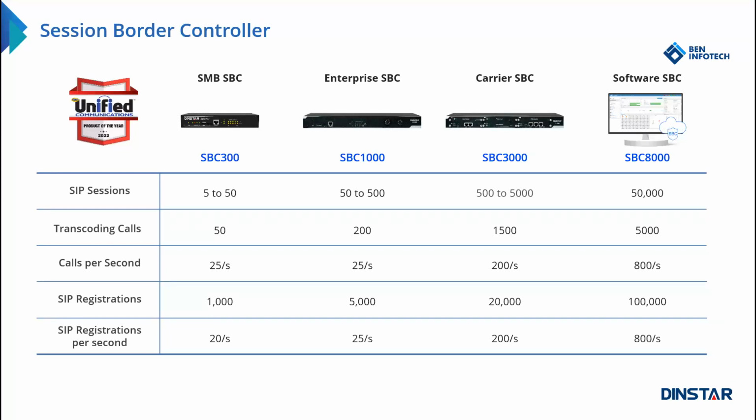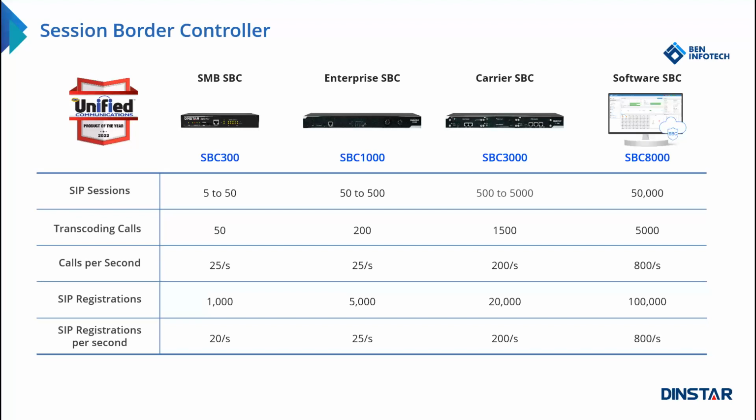And then you have SIP registrations, which is the number of devices, or the number of SIP registrations, that you can do with this device. This can basically be the number of PBXs you can register with this device. So that's what SIP registration stands for. And then SBC 300 gives you 1000 SIP registrations, SBC 1000 gives you up to 5,000, SBC 3000 gives 20,000 registrations, and SBC 8000 gives you around 100,000.